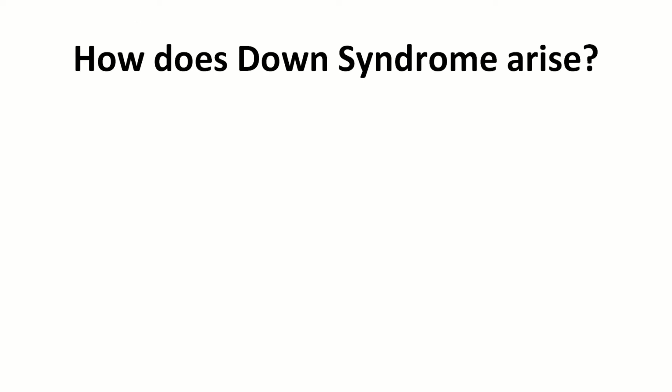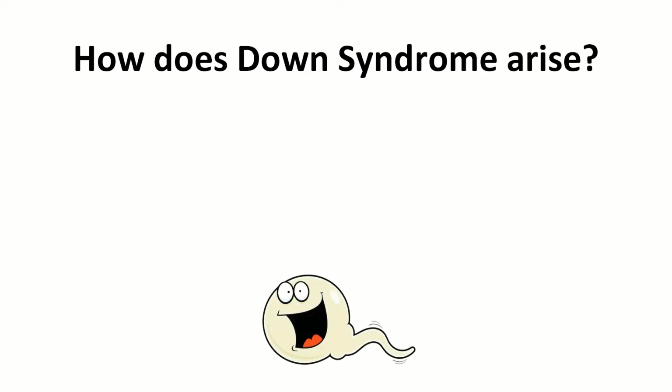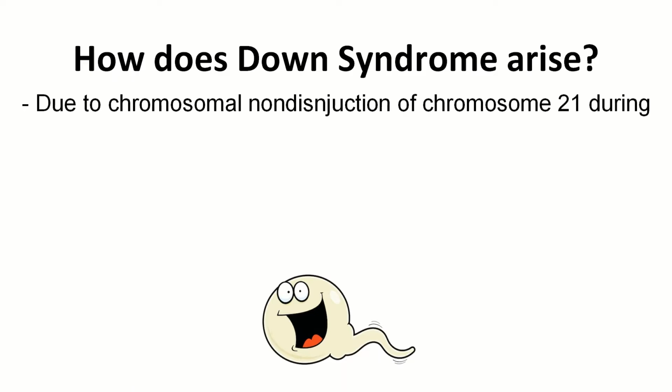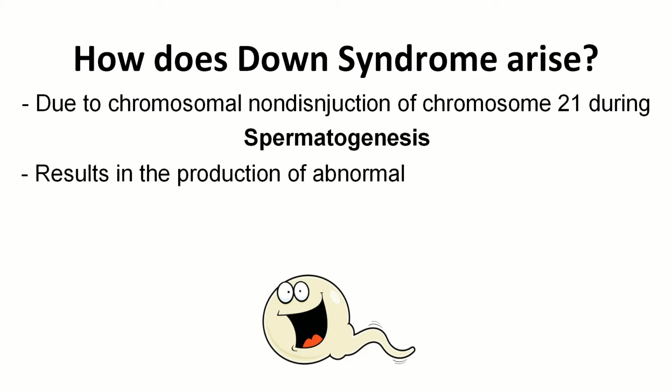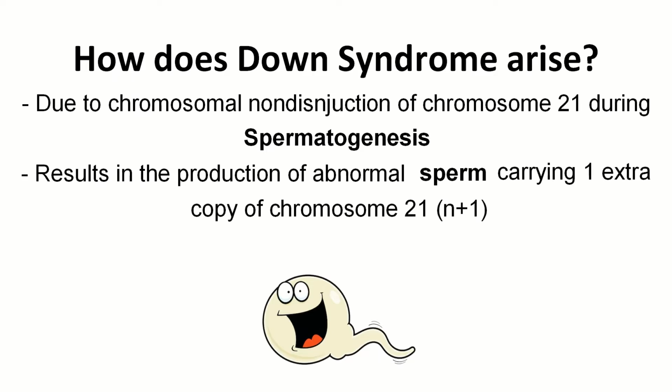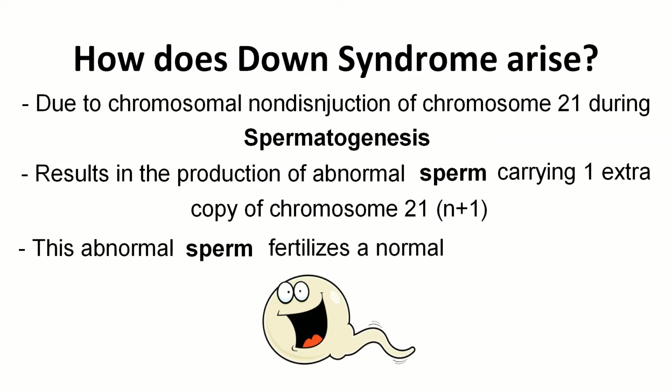So if we are faced with this question in the exam, we know that either gamete can be the abnormal one. So let's say if this time you would like to blame the sperm to be the abnormal one, we will say this. Due to chromosomal non-disjunction of chromosome 21 during spermatogenesis, of course, because you want to produce sperm, resulting in the production of abnormal sperm carrying one extra copy of chromosome 21. And this abnormal sperm fertilizes a normal secondary oocyte. Okay, so that is the answer if you want to blame the sperm.